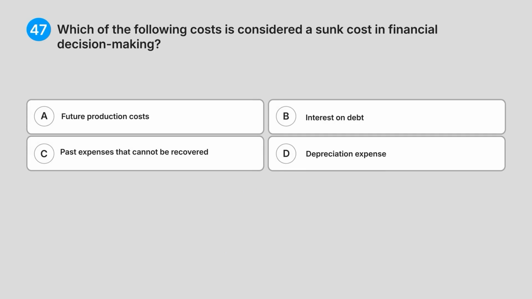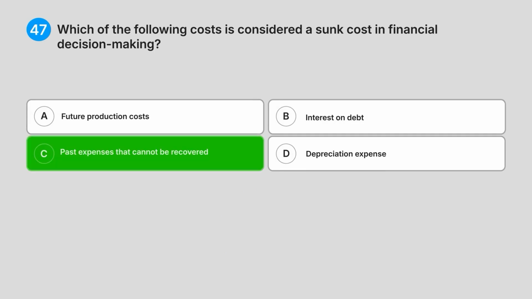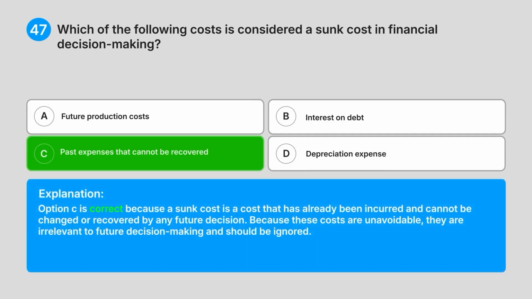Correct answer, C. Past expenses that cannot be recovered. Explanation: Option C is correct because a sunk cost is a cost that has already been incurred and cannot be changed or recovered by any future decision. Because these costs are unavoidable, they are irrelevant to future decision-making and should be ignored.